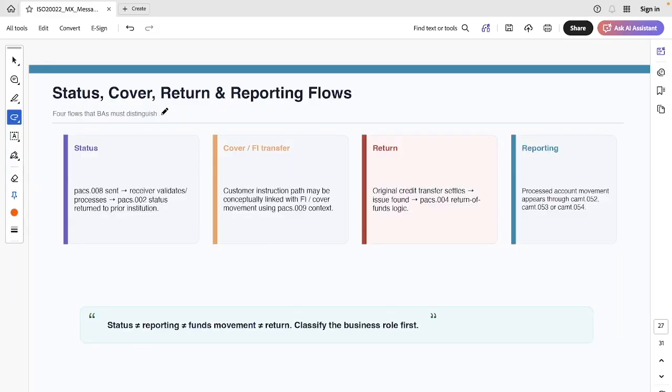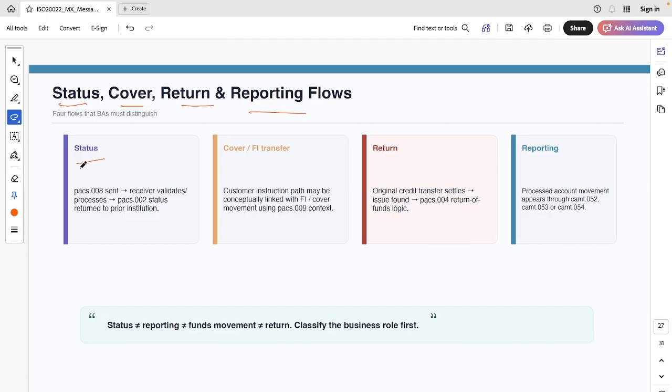Now let us distinguish four flows that are often mixed up. There are status, cover, return, and reporting flows. Many payment projects become confusing because teams mix status, cover, return, and reporting. They sound related, but they answer different business questions.